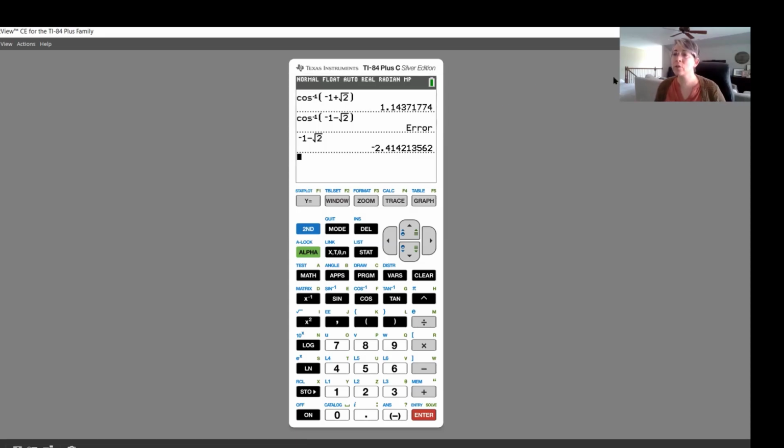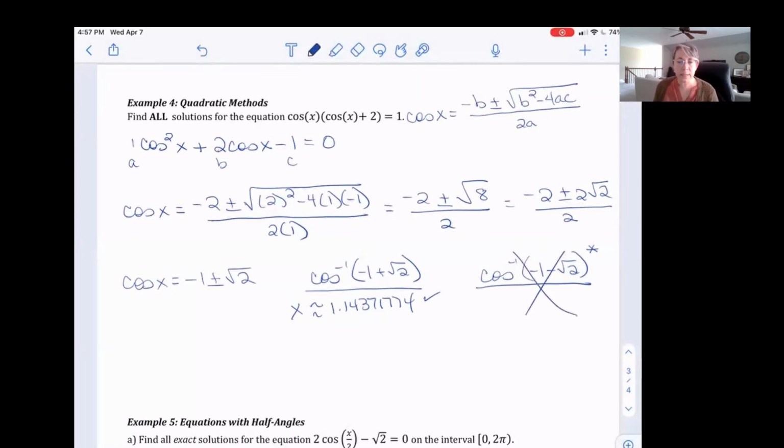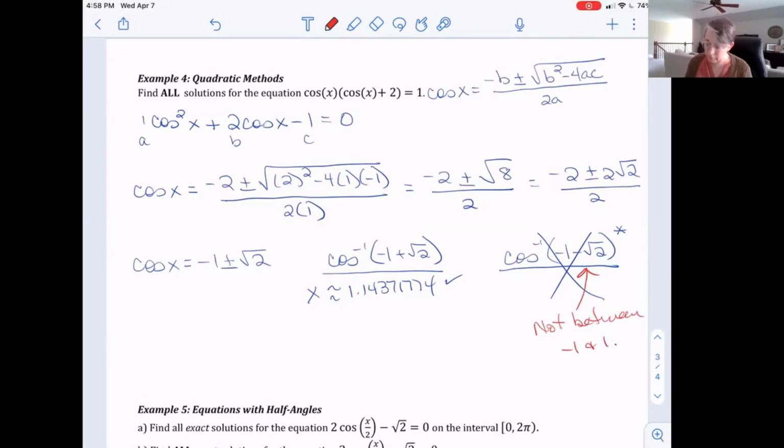So let's go back to our notes. So this is the one value that we had on our calculator, and this guy doesn't work. So you may want to make yourself a note that that value right there is not between -1 and 1. So it didn't work, not in our possible domain for x. But remember, we want to find all possible solutions. So again, this value here, cosine inverse, is always between your first and second quadrants. And that value is positive. -1 plus the square root of 2 is larger. So he's going to be up in here somewhere.